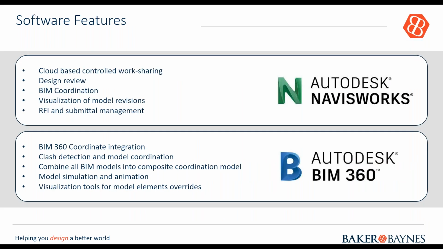Okay, so some of the software features to give you a difference. The first one is Navisworks. It is cloud-based controlled work sharing, design review, so you can do BIM coordination, visualization of model revisions, RFI, and submittal management. Okay, so that's with regard to Navisworks, and there's more analysis done in Navisworks than in BIM 360, which is more summarized, obviously, because that's taken into the internet. So BIM 360 Coordinate integration, clash detection, model coordination, combining all the BIM models into one coordination model on the cloud, and being able to do clash detection on this as well.